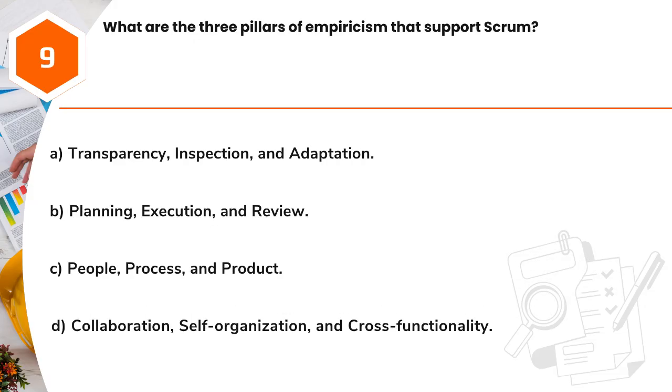Question 9. What are the 3 pillars of empiricism that support Scrum? A. Transparency, inspection, and adaptation. B. Planning, execution, and review. C. People, process, and product. D. Collaboration, self-organization, and cross-functionality.